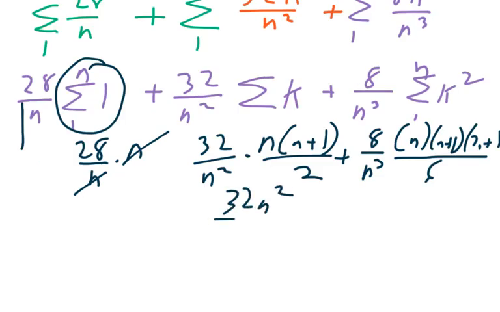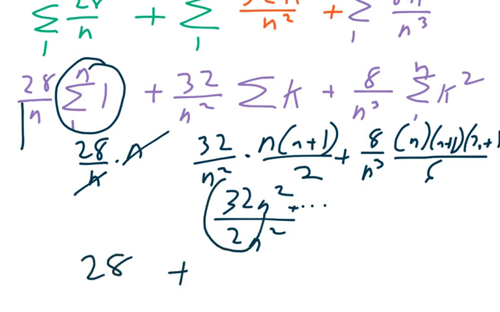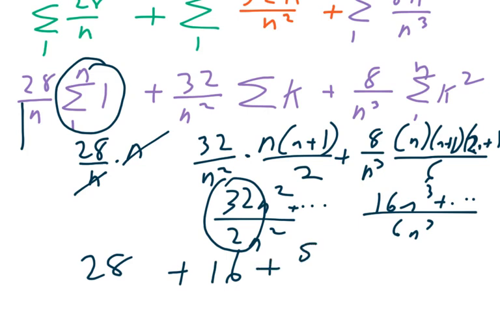So here I got 32n squared over 2n squared plus stuff. And so this 28 needs to be added to, well, these two become a 16. And this one has an 8 and a 2 and 3n, so this will be a 16n cubed plus stuff divided by 6n cubed. So I'm going to add 8 thirds. And when I add 28 plus 16 plus 8 thirds, I will have my answer of 140 over 3.